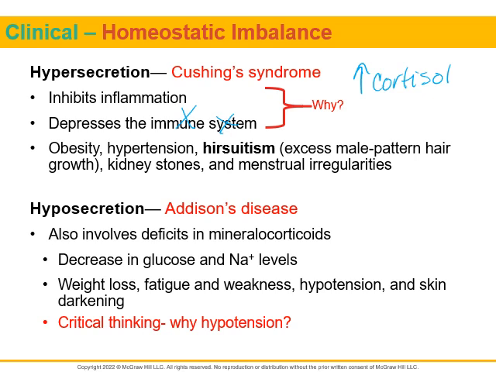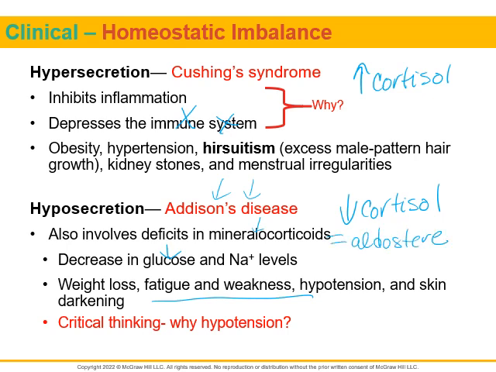If you have hyposecretion, so you don't have enough cortisol, you're going to see a decrease in glucose in the bloodstream. That's going to cause fatigue and weakness. But what's interesting is hyposecretion of cortisol in Addison's disease also affects mineralocorticoids, which is aldosterone. So it's kind of a double whammy. In Addison's disease, there's a decrease in cortisol and a decrease in aldosterone.